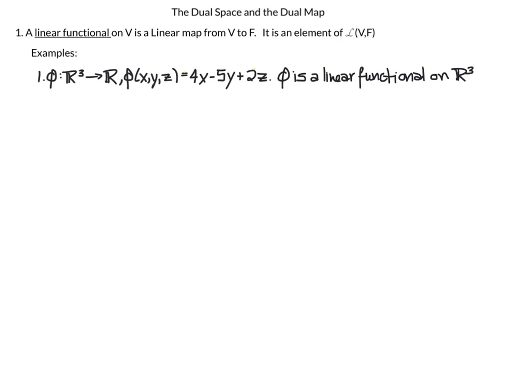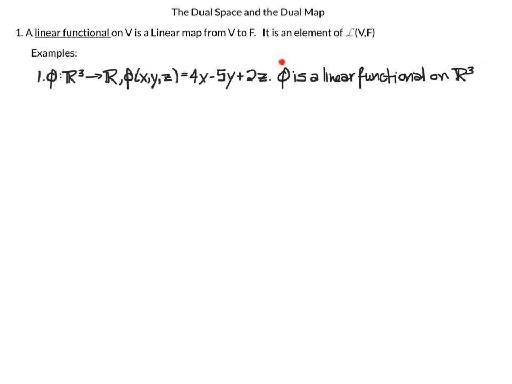Our first example is this linear functional phi. Linear functionals in your book will be denoted with a phi, and this one takes a vector in R3 and maps it to the field of real numbers. It's defined as phi of (x, y, z), our vector in R3, equal to 4x minus 5y plus 2z. Now you can see we have mapped from R3 to a real number. Once you have values for x, y, and z, like 1, 2, 3, that's equal to the real number 4 times 1 minus 5 times 2 plus 2 times 3. So therefore, our phi is a linear functional on R3.